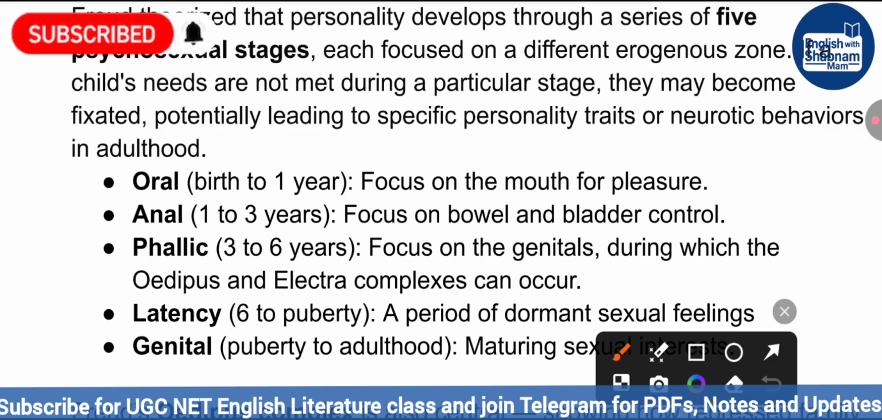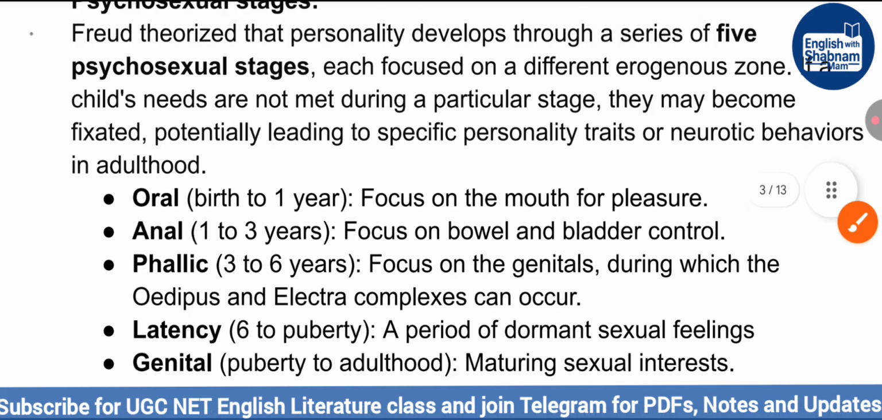Okay, so the first one is oral, from birth to the first year. It focuses on mouth pleasure. Then we have anal, 1 to 3 years, phallic, 3 to 6 years, latency, 6 to puberty, and genital, puberty to adulthood. Okay, these are very, very important things.